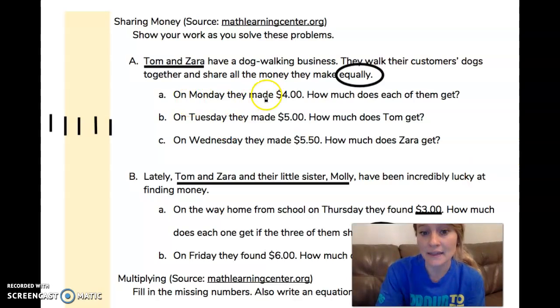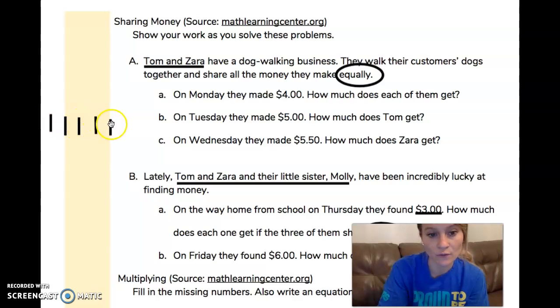Now on Monday, they made $4. How much does each of them get? So a good strategy is you can actually draw your money. So like I drew some lines here. So pretend this is $4. 1, 2, 3, 4. I don't need this one. So if I make $4 and we have to share it, so Tom has to get some money and Zara has to get the same amount of money. So what's the answer? They each get $2.